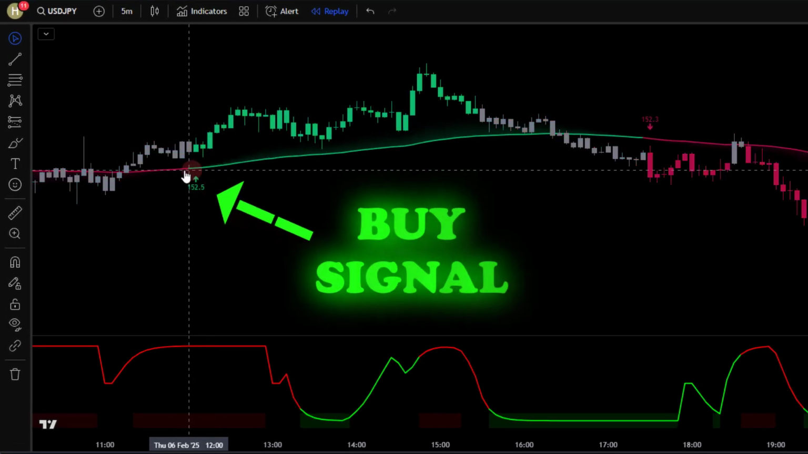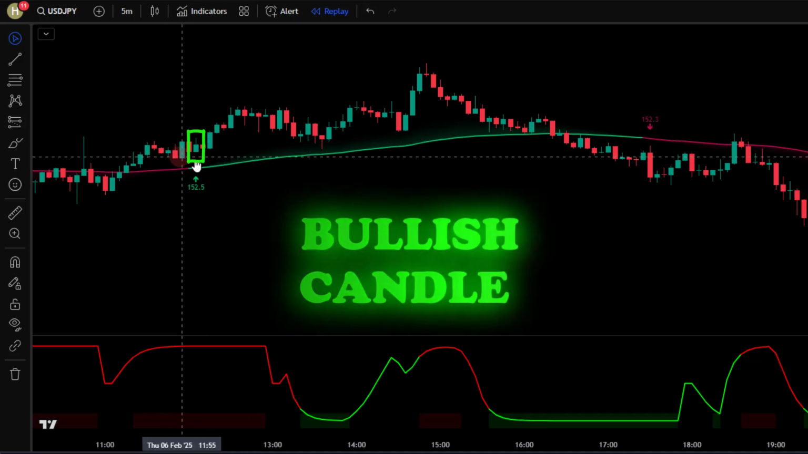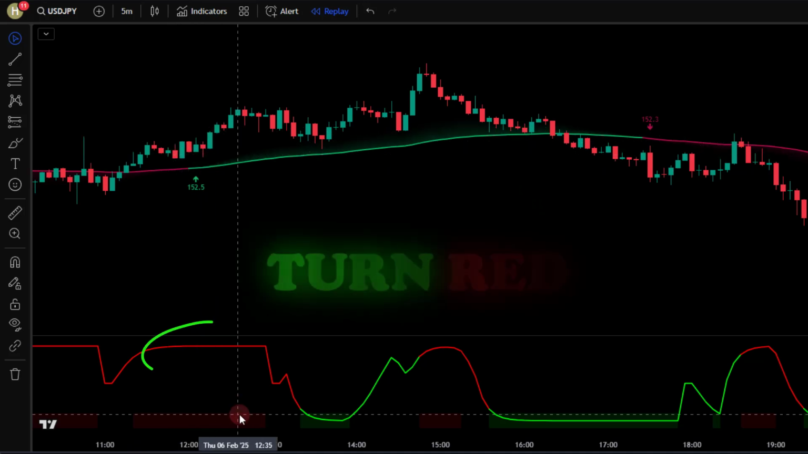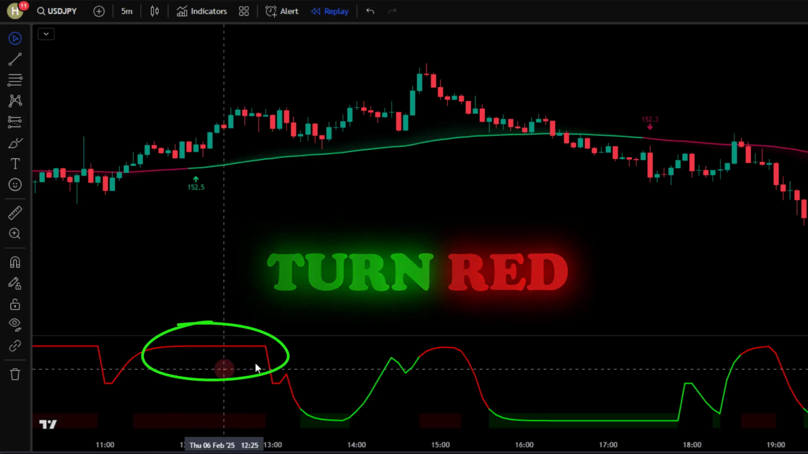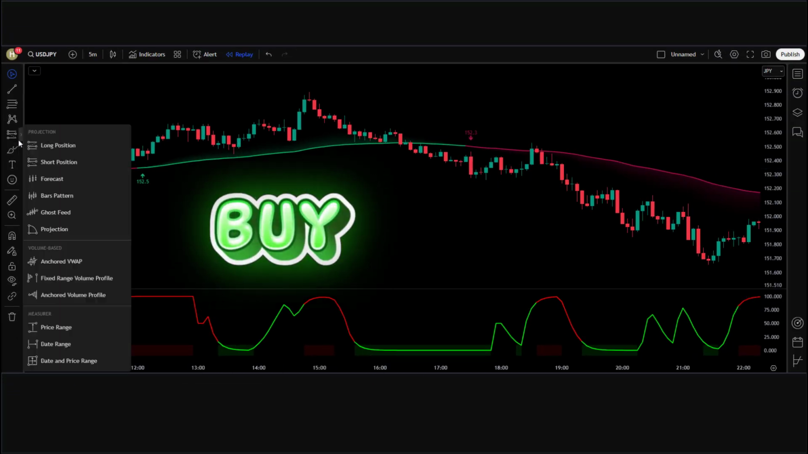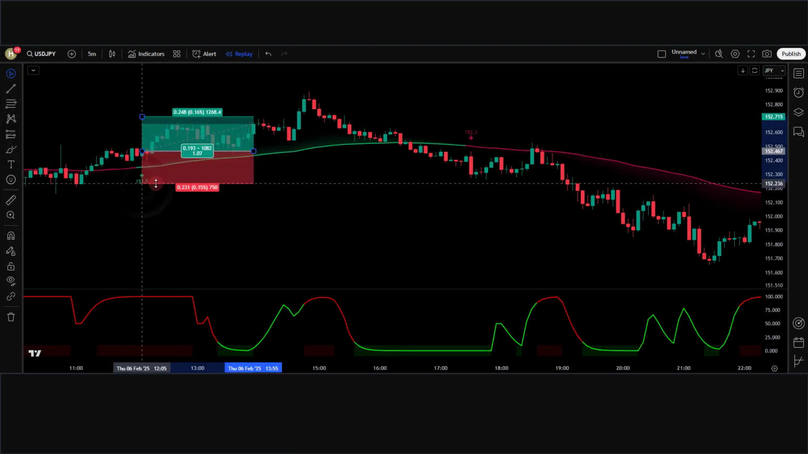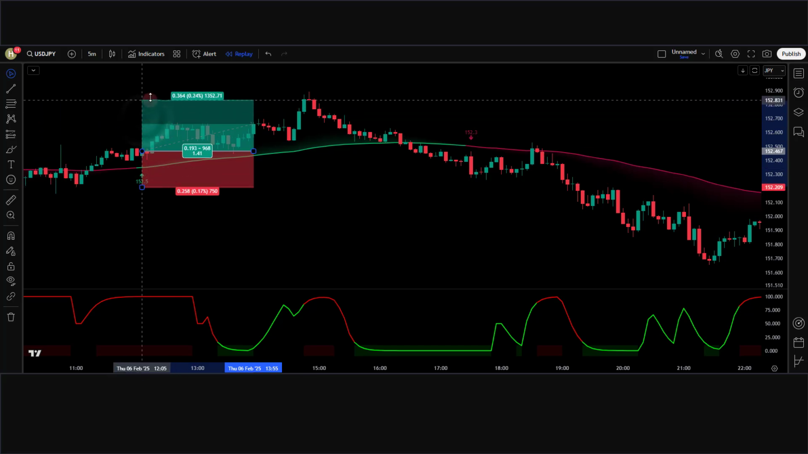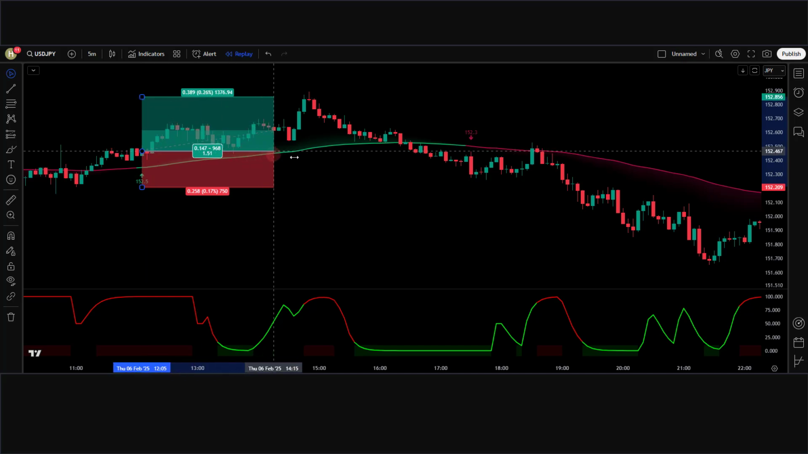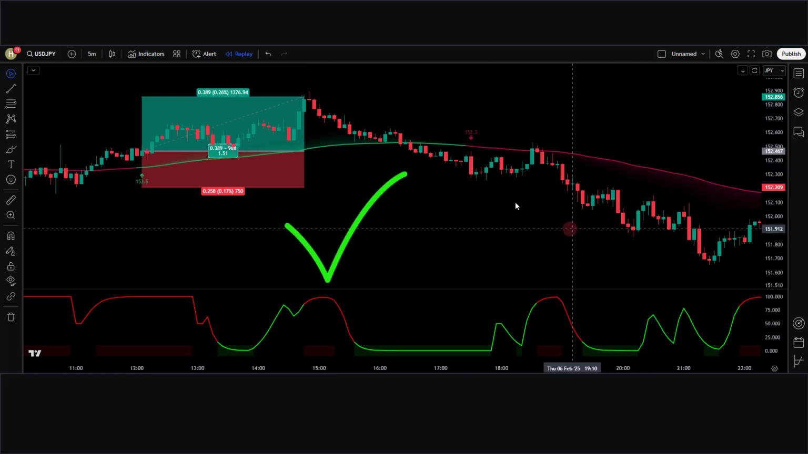When the Kalman Trend Levels indicator gives us a buy signal, when the market has formed a bullish candle, and when the line of the Schaff Trend Cycle indicator has turned red. If this condition is fulfilled, then we will place a buy order. Our stop loss will be placed at the current market's lower level, and the risk to reward ratio will be 1:1.5. The market has completely hit the target.